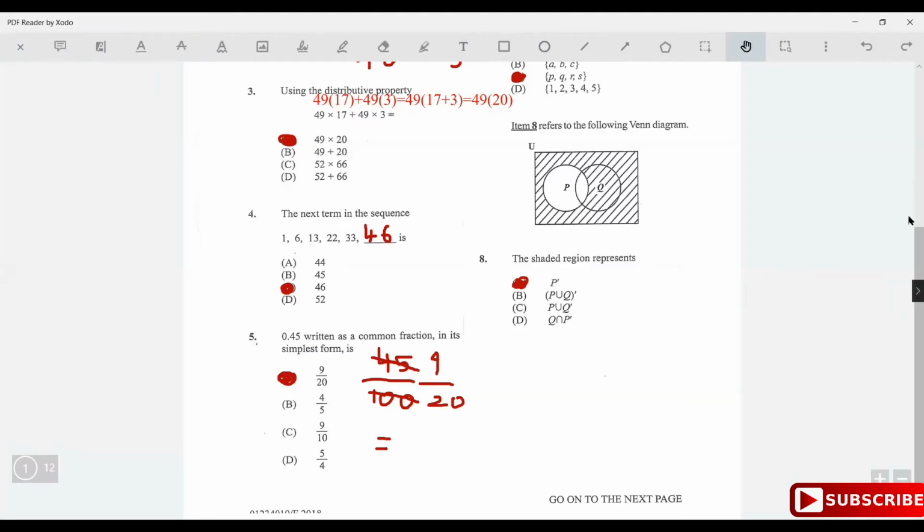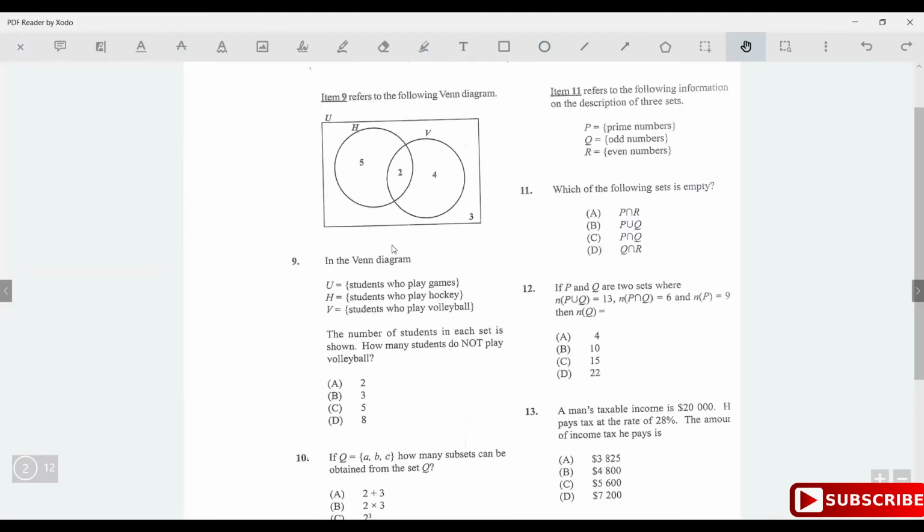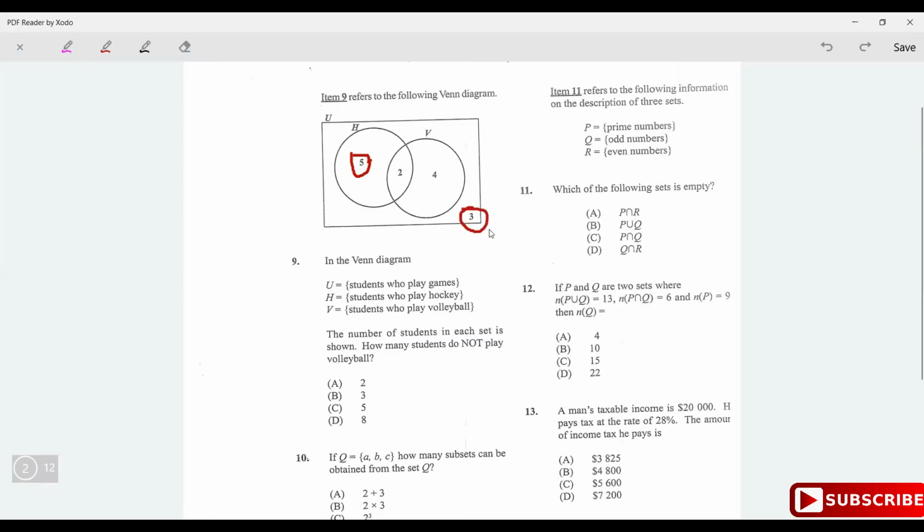All right, this question has a Venn diagram. U represents the universal set. H is students who play hockey. So 7 students play hockey. How many play volleyball? 6 students play volleyball. How many students do not play volleyball? These guys right here, or these girls, they don't play hockey. They don't play volleyball. So not volleyball is 5 and 3, which is 8. Easy.